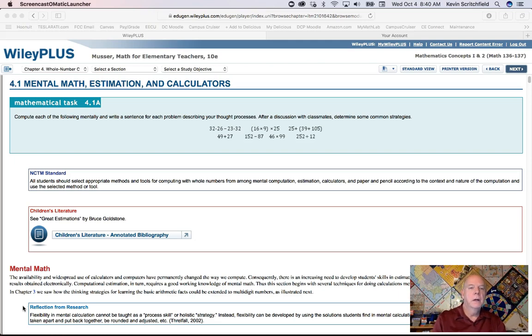And so it's up to you if you just want to follow along here. If you have a physical copy of the book, you might want to have that open. But literally, I'm just going to go through the book here, and so you can just watch the screen as I go. So again, we're in section 4.1. It's talking about mental math, estimation, and calculators. We're going to talk about the first two of those, mental math and estimation.